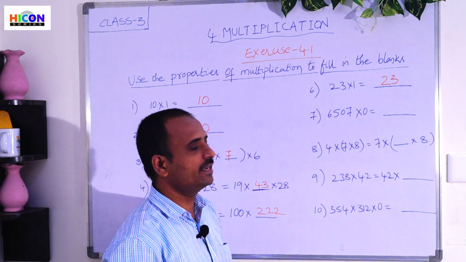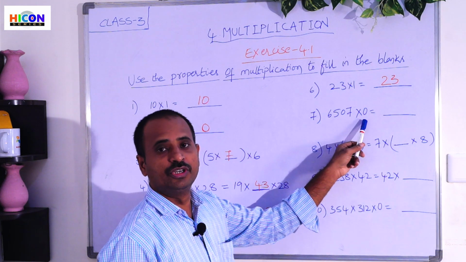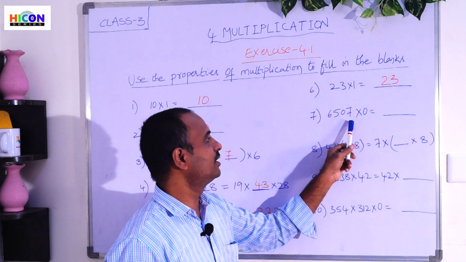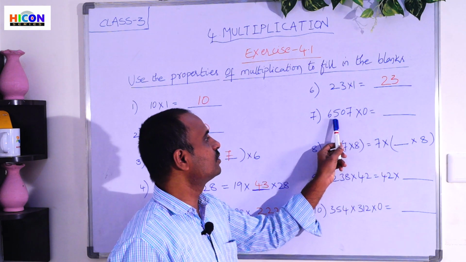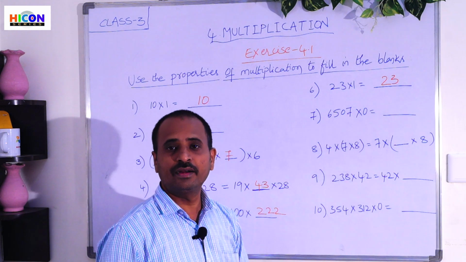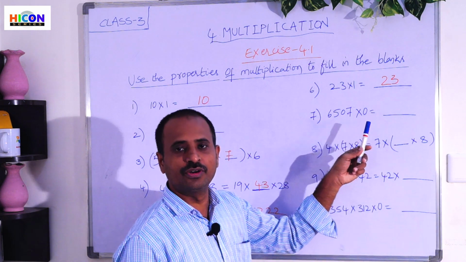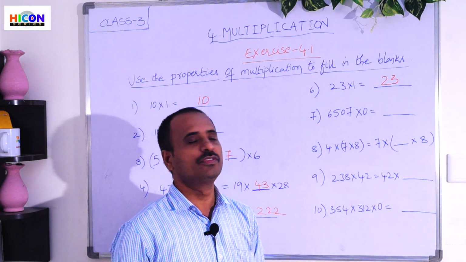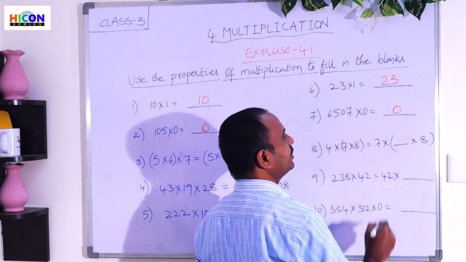Children, see the next blank. 6507 into 0 is equal to dash. Here the number is 6507, and the number is multiplied with 0. According to properties of multiplication, if we multiply any number with 0, again we will get 0. So the answer is 0. Write 0 in the blank.